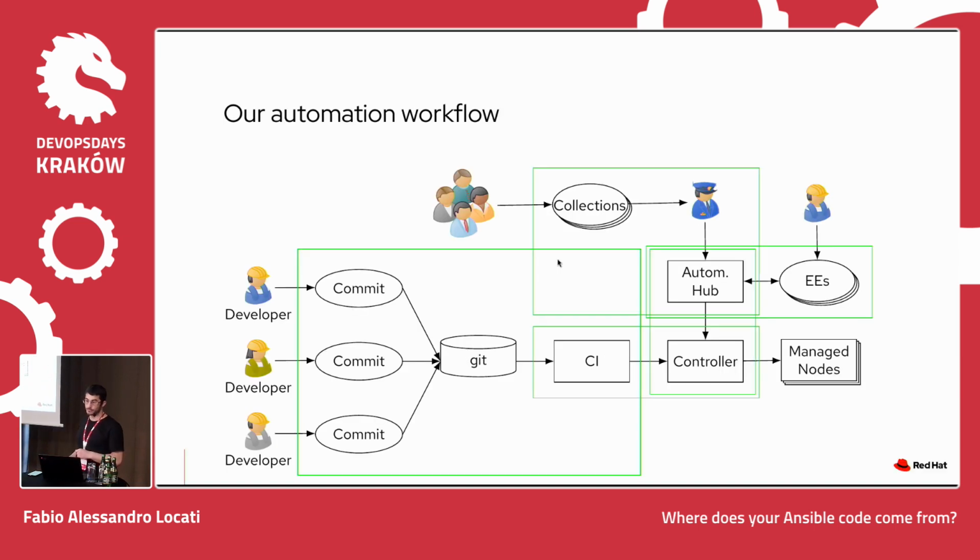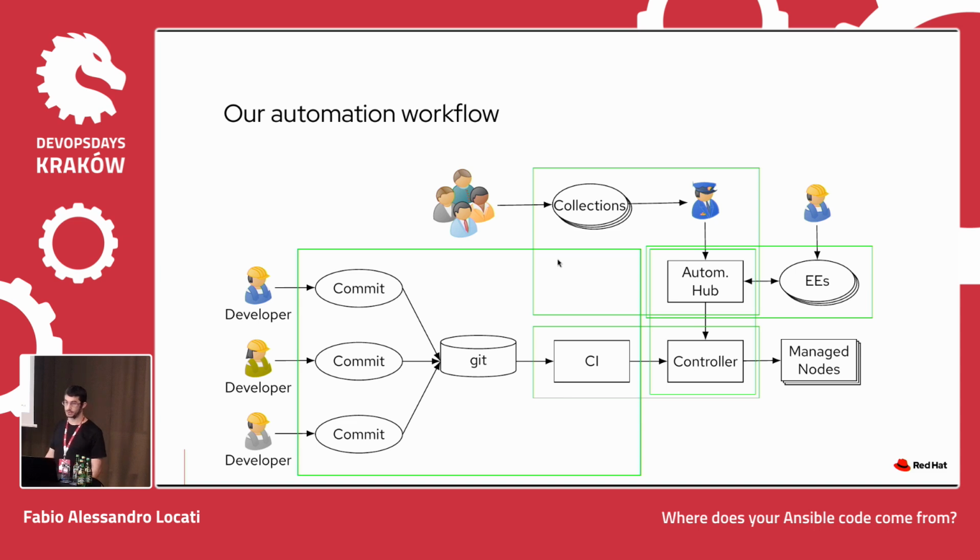So in this way, we can secure a couple of things. One is the collection to automation hub. One is the automation hub to execution environment. One is the automation hub to controller for the collections themselves. Okay.